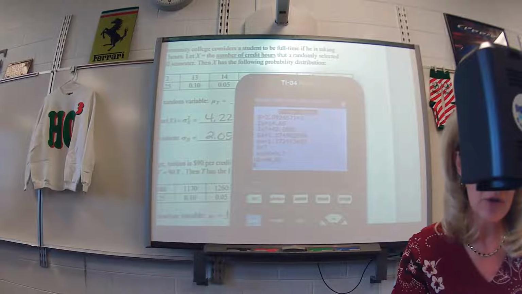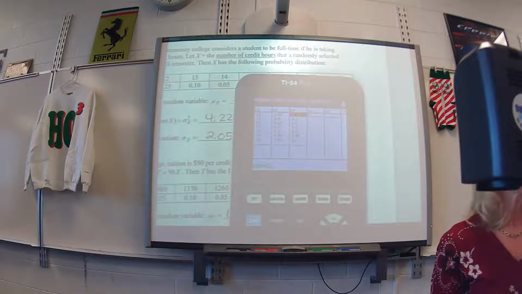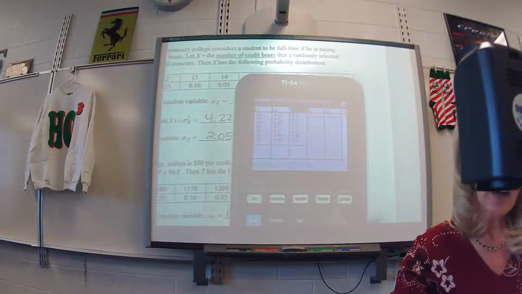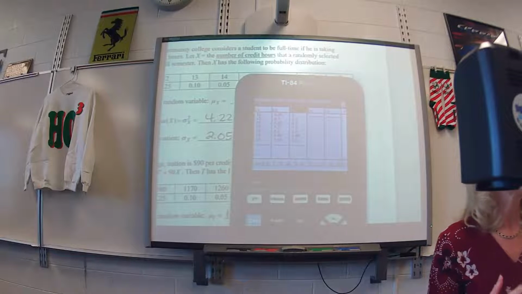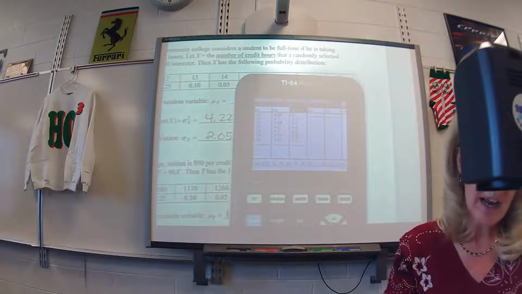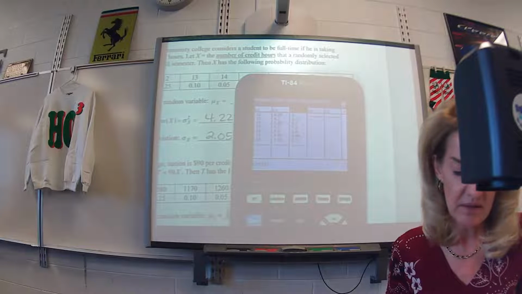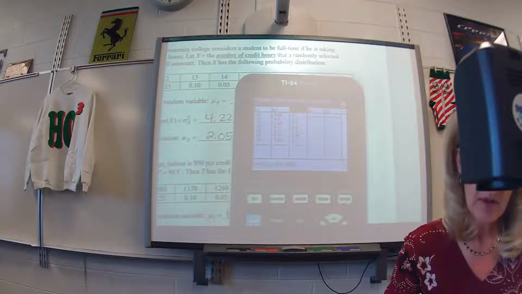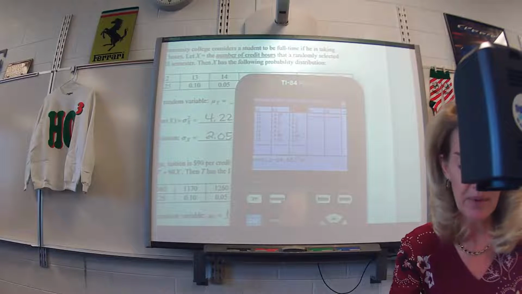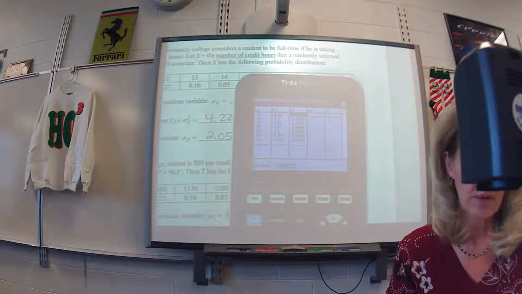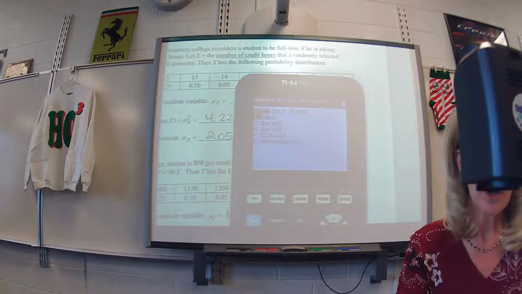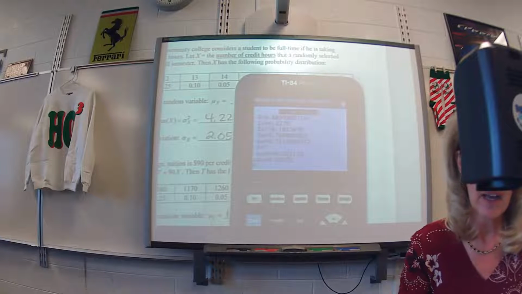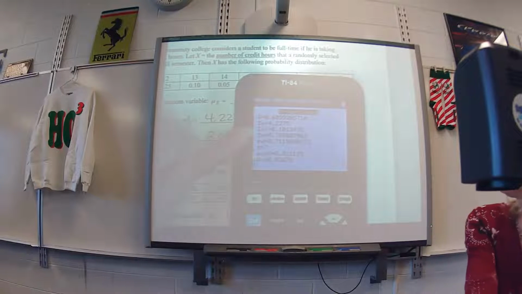Okay, and when you're done with that, you go back to stat and edit. You don't need that column anymore. So you can now override and say, all right, now I'm going to turn this into my variance column. And you could say what I need is everything that's in L1 minus that 1465, parentheses squared, times the probability in L2. And then you can do your one variable statistics once again on L3. Okay, so there's the 4.2275.